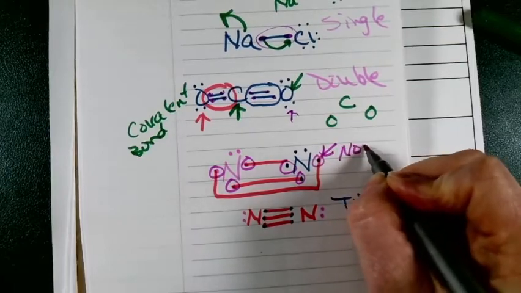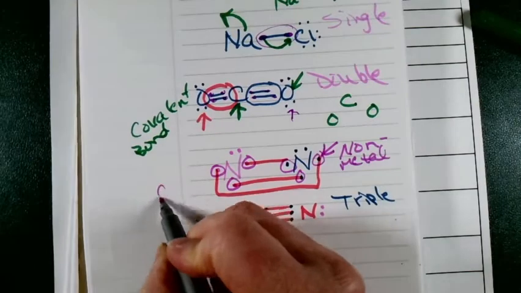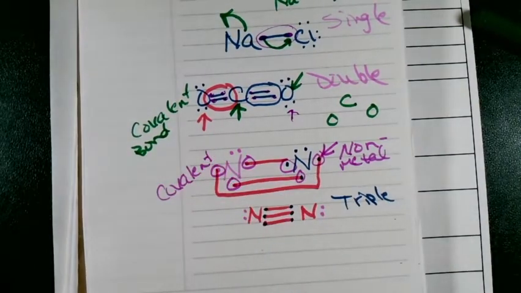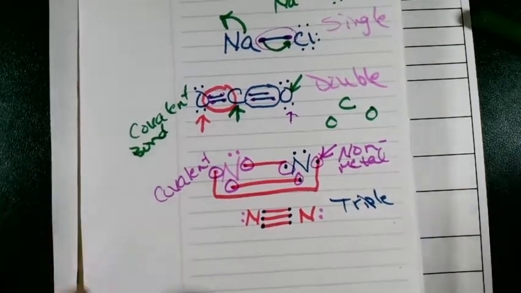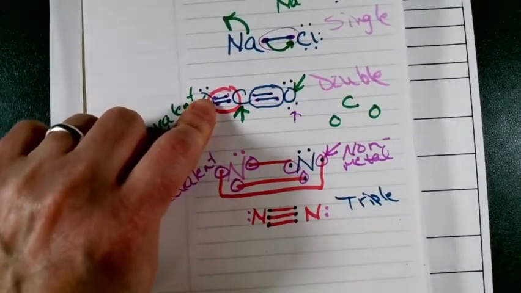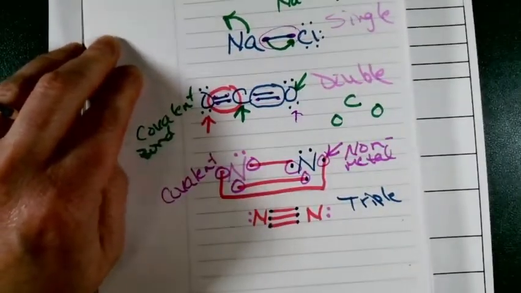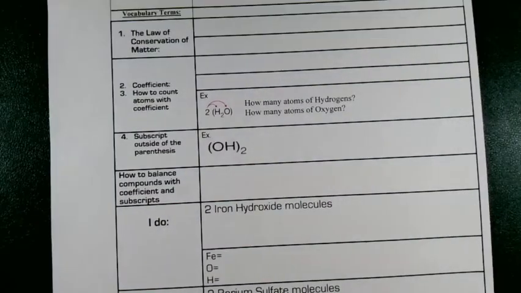Nitrogen, both of them are nonmetals. So this would be considered a covalent bond because they are sharing those electrons. So that is where we are, and then we count the atoms. If we count here, we have 2 oxygens and 1 carbon for a total of 3 atoms in carbon dioxide. All right, now let's move on to this session.